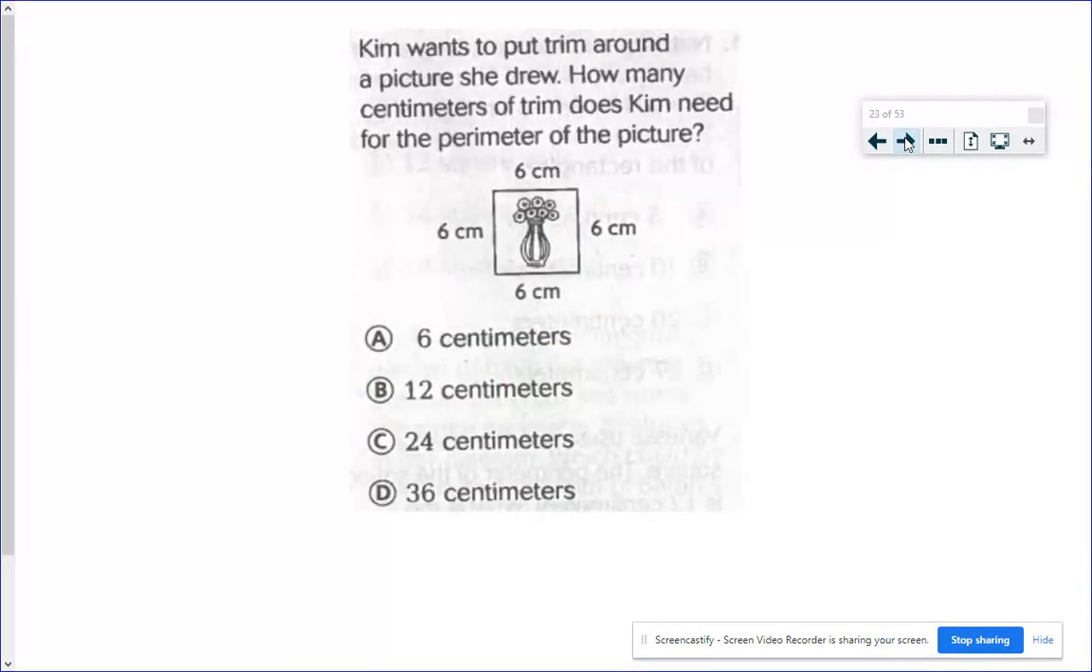Kim wants to put trim around a picture she drew. How many centimeters of trim does Kim need for the perimeter of this picture? This one makes me think of the Pentagon model we were looking at a few slides ago where all the sides are the same length. This is a square. All of the sides are 6 centimeters. So we can say we're going to add 6 4 times, turn it into a multiplication sentence because they are all the same length, and that would be 24 centimeters.